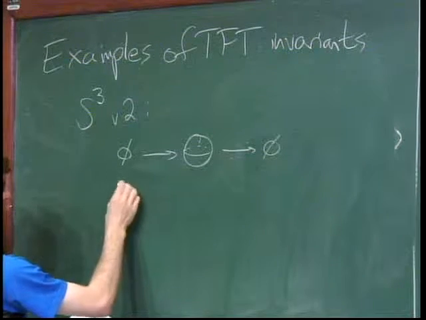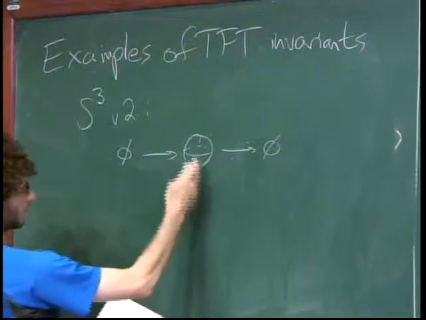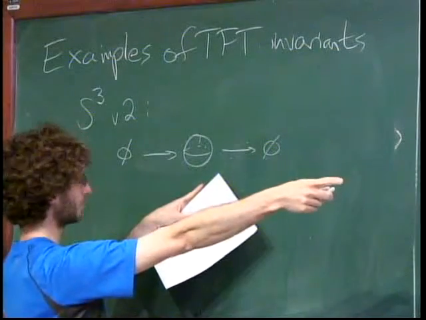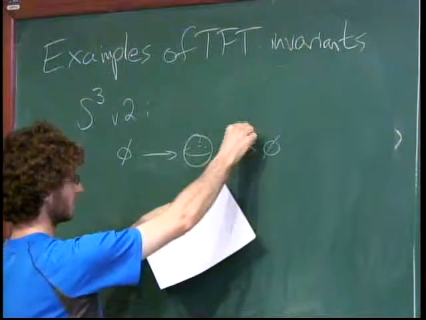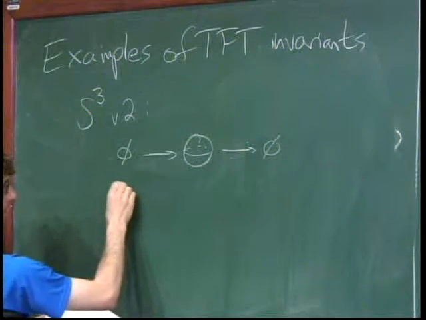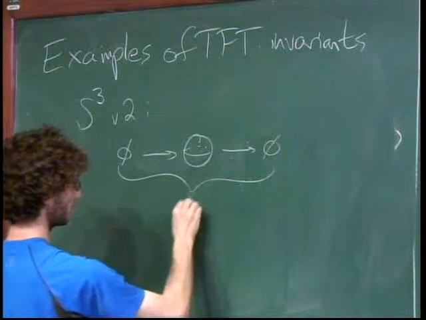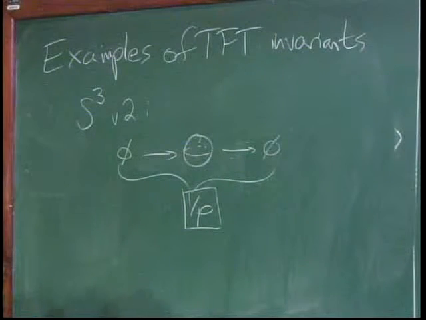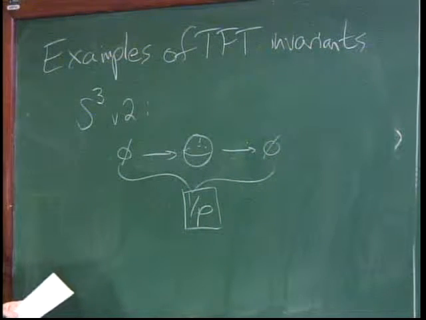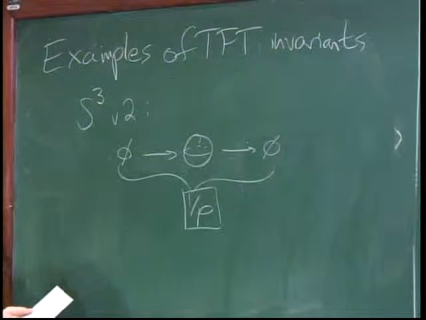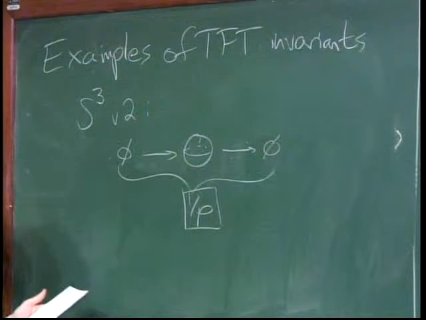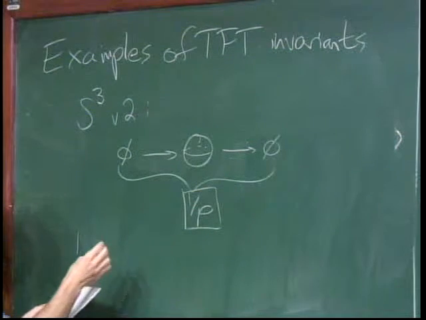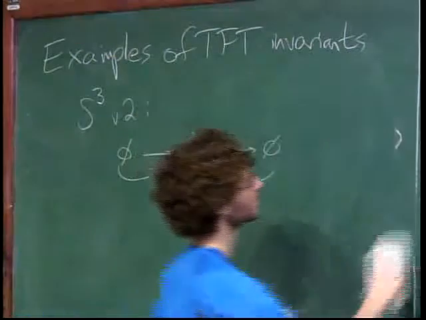Well, if I start with the empty string diagram, it goes to the empty string diagram, and then I map to the empty string diagram, except that I picked up a factor of 1 over p in this very last map. So this whole thing evaluates to 1 over p. So 1 over the global dimension is the invariant of S3. So that's kind of boring, but let's try a more interesting example.